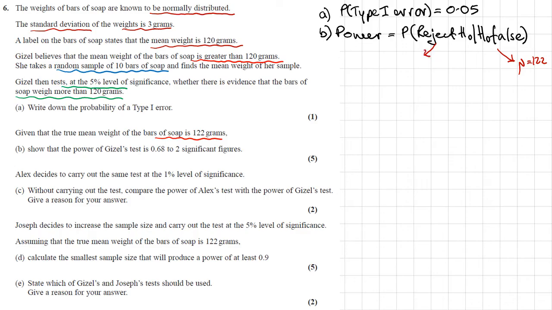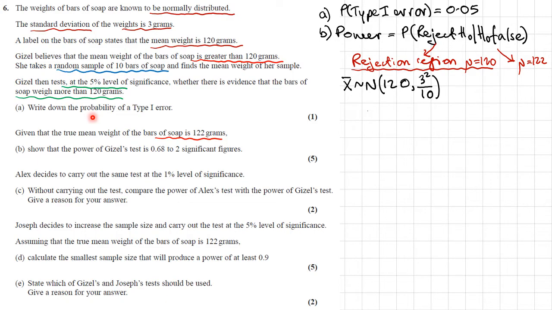What we need to do over this side is work out the rejection region that we would have had with the original mean, that is with a mean of 120. So this is a normal distribution of the sample means with the original mean being 120, and the variance is going to be the variance of the population. Now it does say here that the standard deviation was 3, so the variance would be 3 squared divided by n, the sample size, and the sample was 10 bars of soap.